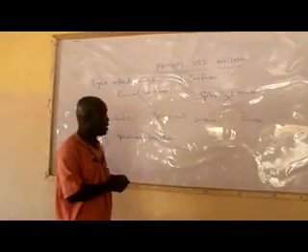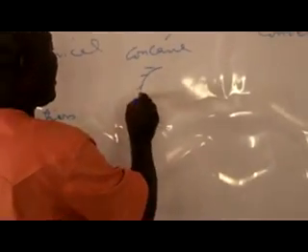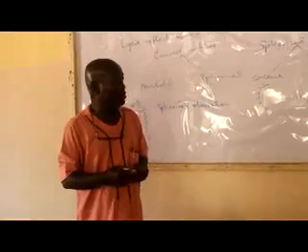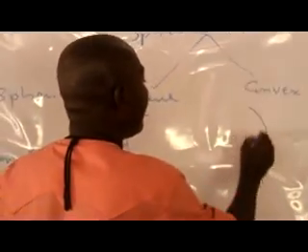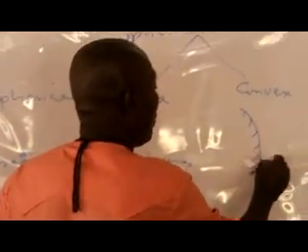When you touch the concave, it curves inwardly. The reflecting face is inward. When you touch the convex, it curves outwardly. This is inward, and look at it here, this is outward.